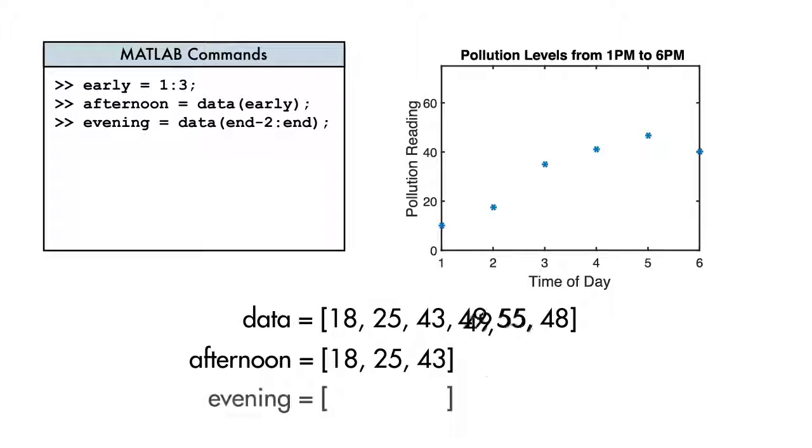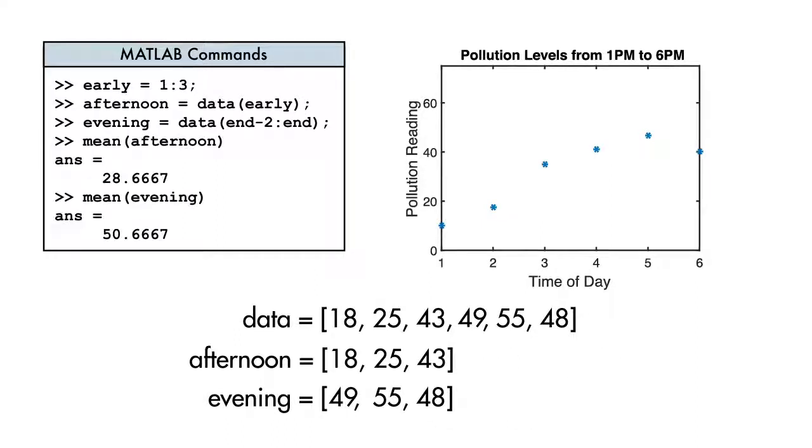This command using end extracts the last 3 readings of data. And there you go. It looks like our average pollution reading does go up a bit during rush hour.